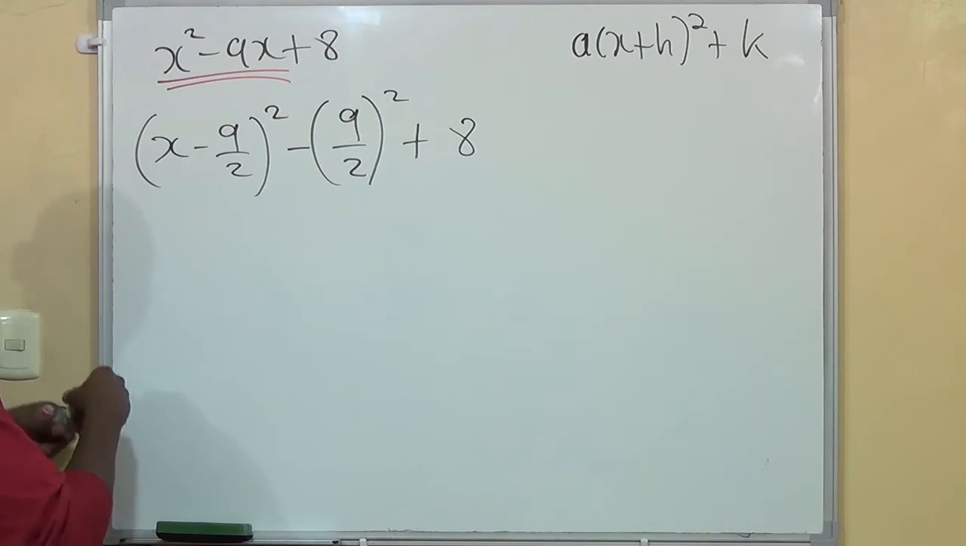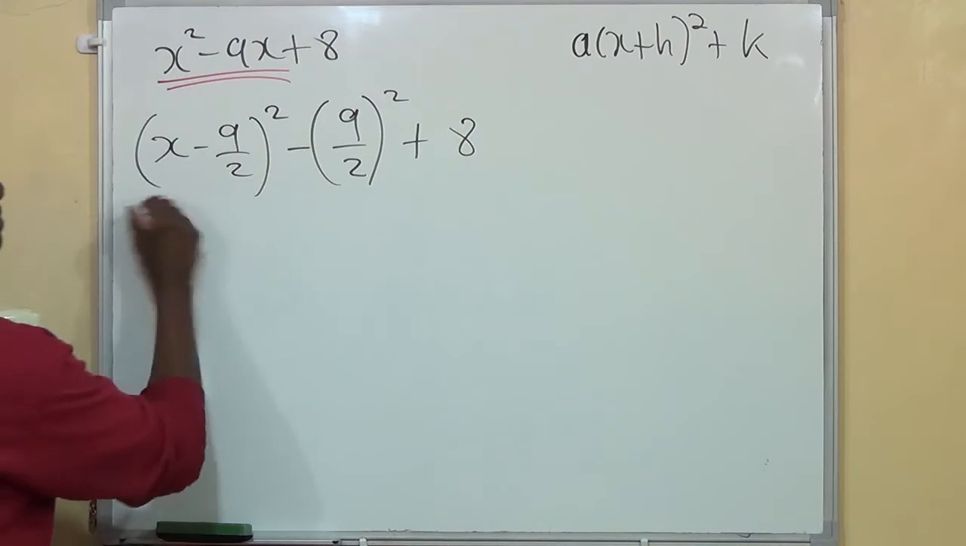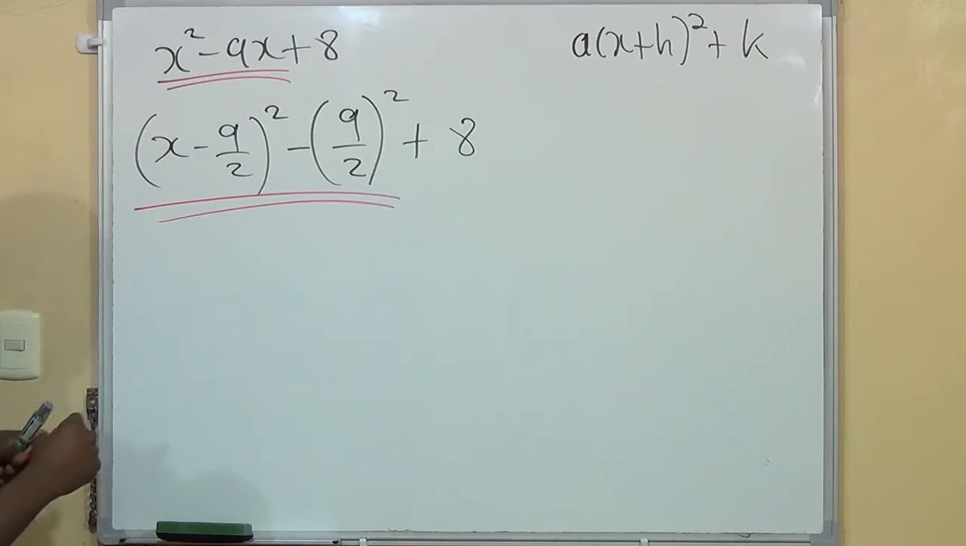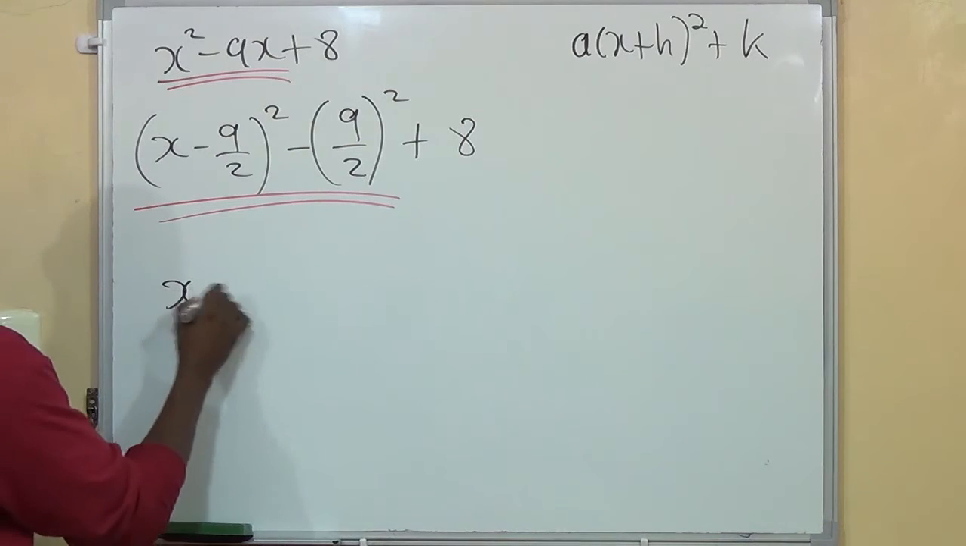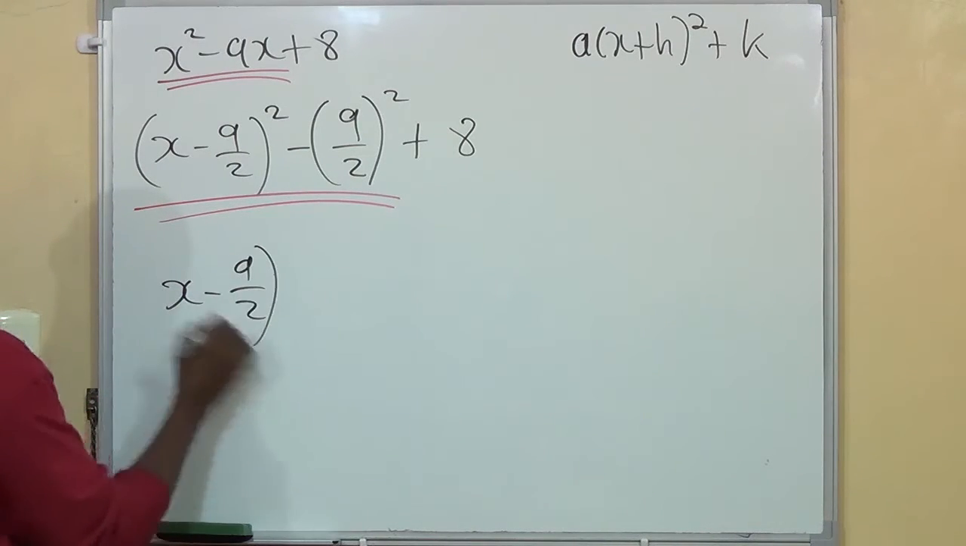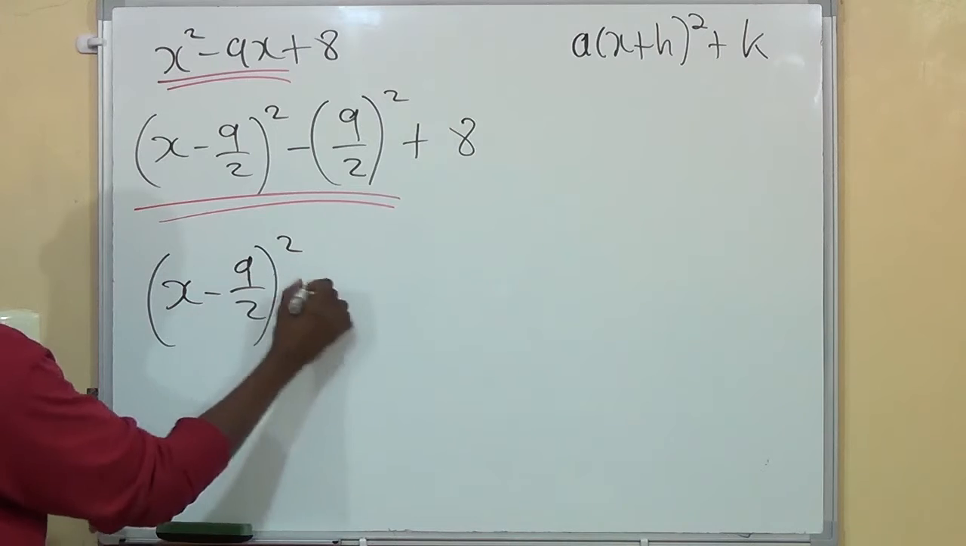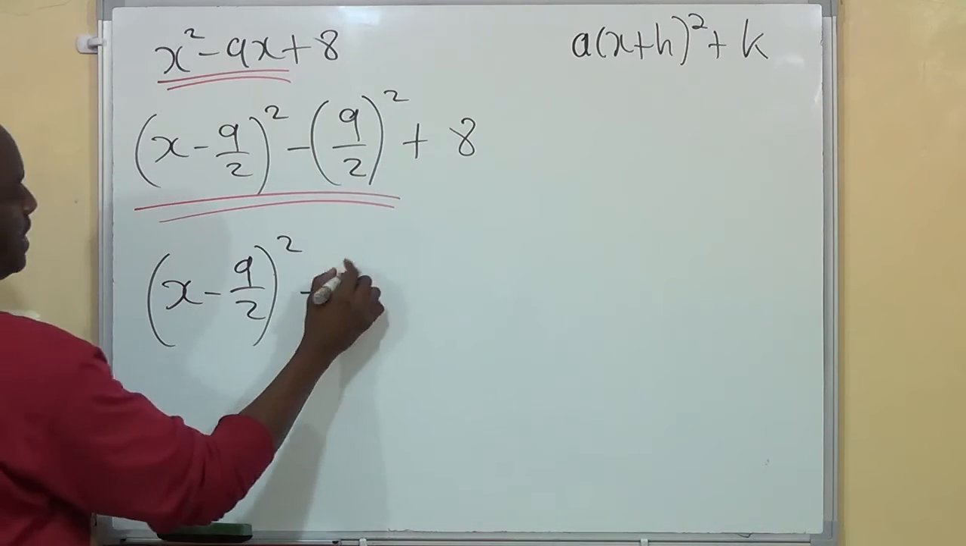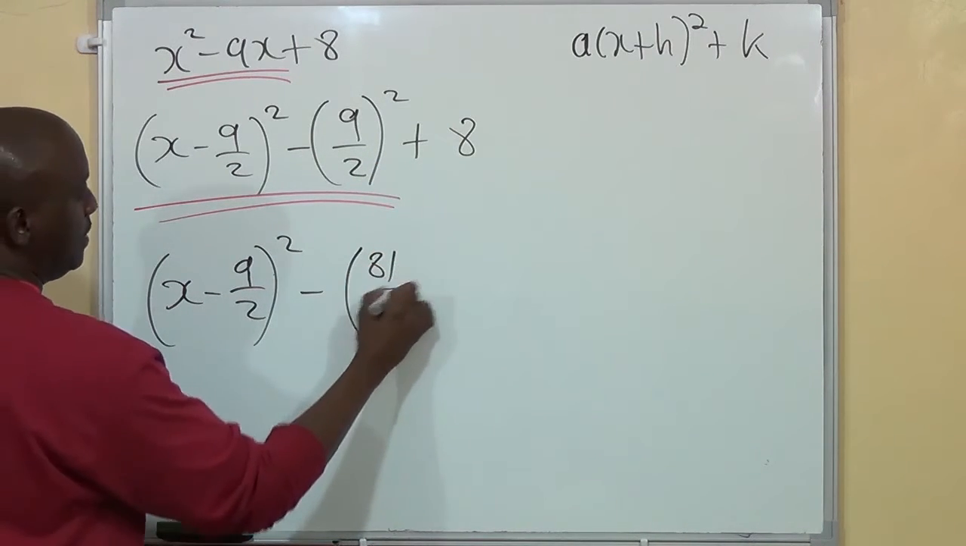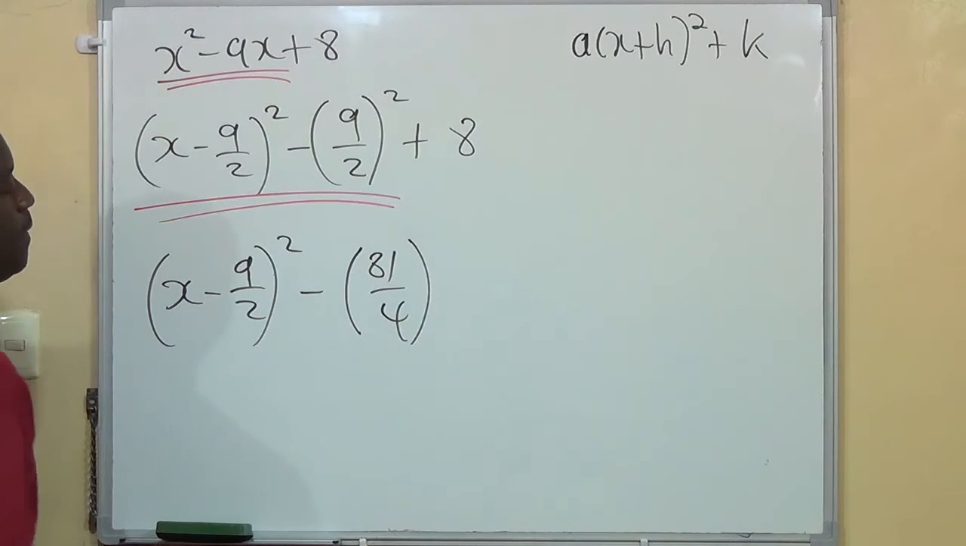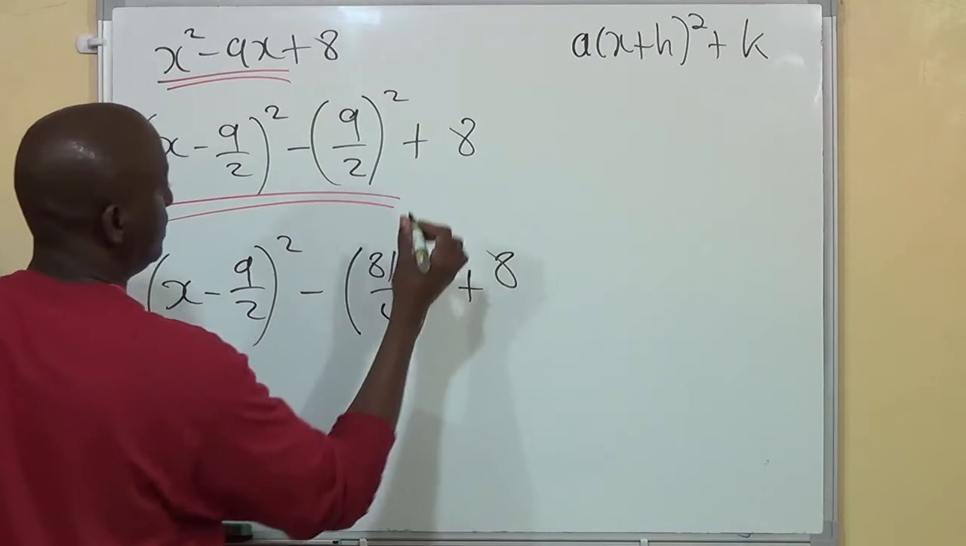So we would have expressed this as this, and the next step is to just do the algebra. So watch it now. X minus 9 over 2. Remember, we're not interfering with this at all. Minus 9 over 2 squared is, what is in brackets now? 81 over 4. And then we plus 8.